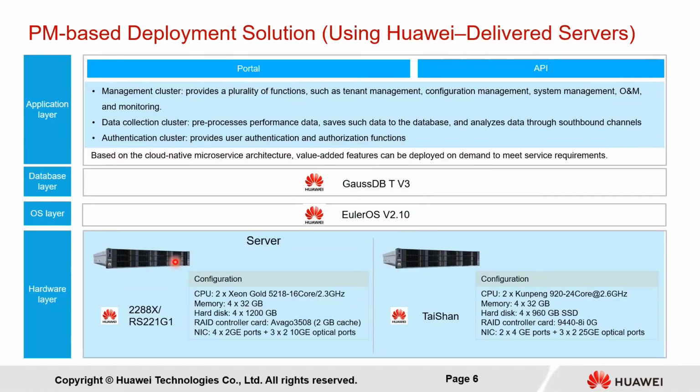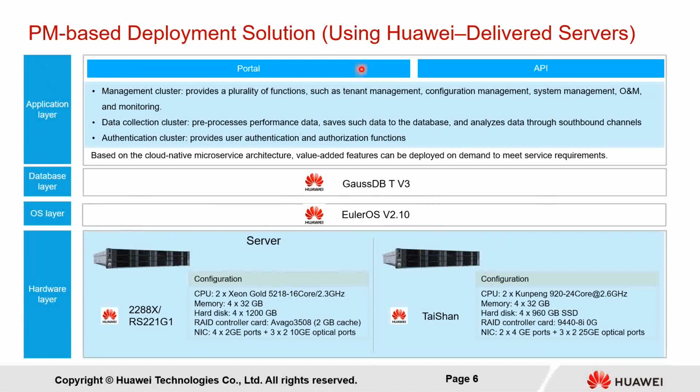This is the architecture of NCE if it's installed on Huawei physical servers. At the bottom is the hardware layer, that is the physical servers. Here are the server requirements. Above is the operating system layer. We use Euler OS in this solution. Here is the database layer. We use GaussDB as our database. Both the operating system and the database are developed by Huawei.